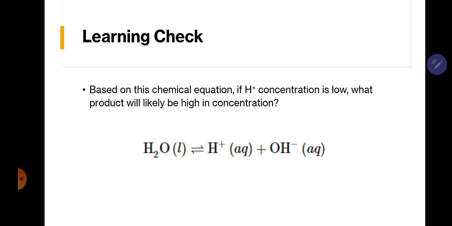So take a minute. If my hydrogen concentration is low, is the hydroxide concentration going to be high or low? Go back if you need to check.